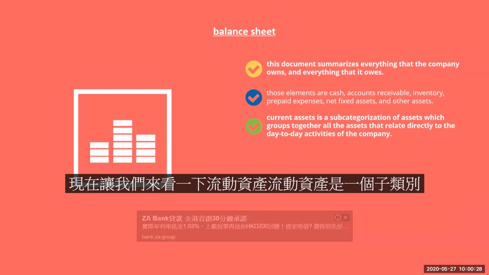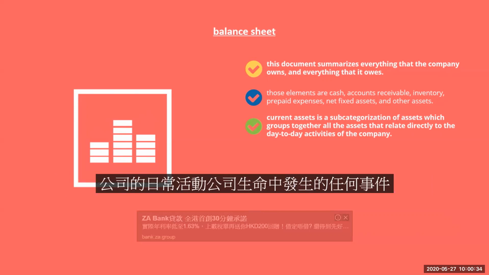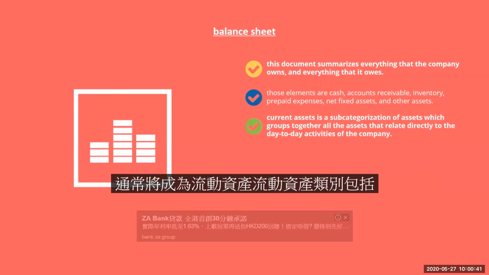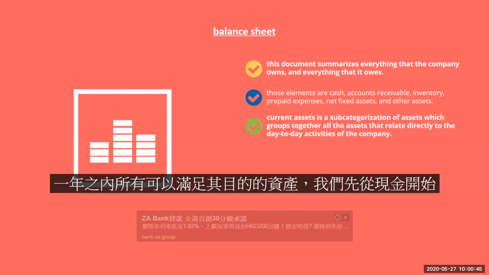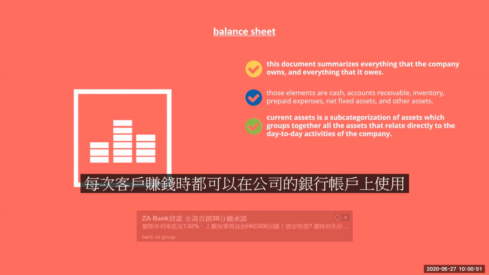Current assets is a subcategorization of assets, which groups together all the assets that relate directly to the day-to-day activities of the company. Any event in the life of the company that influences positively and increases its finances and is short-term in nature is going to be a current asset. Generally, the current asset category encompasses all the assets that serve their purpose within the year. Let's start with cash. This is a very straightforward category, as it is equal to the sum of all cash that is available on the bank account of the company.